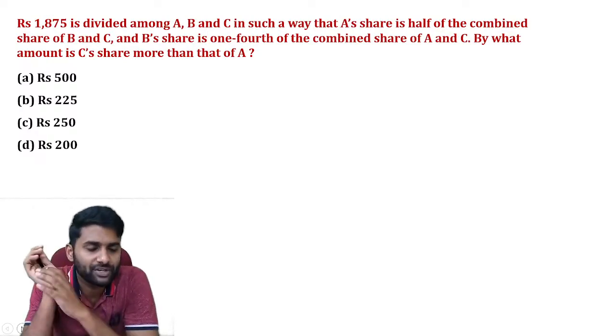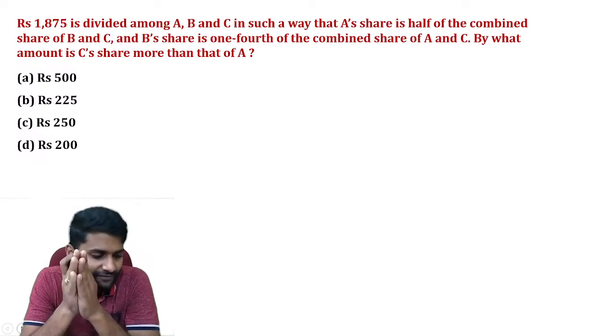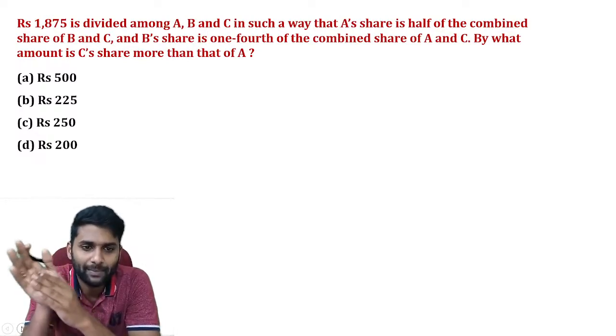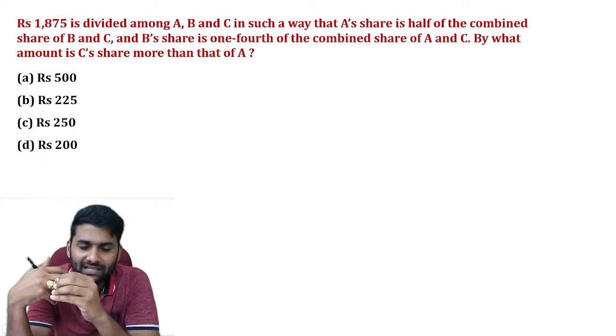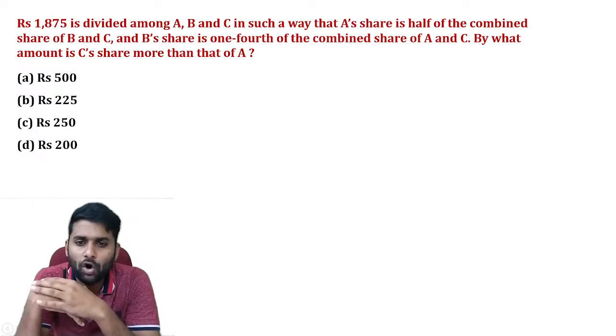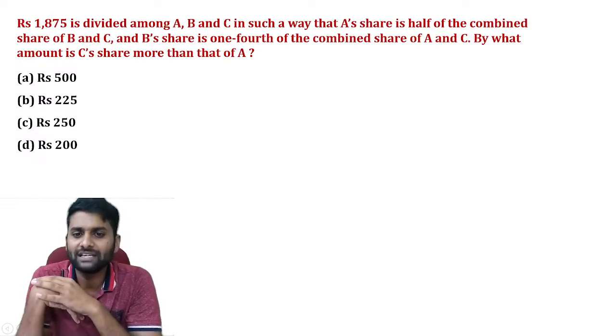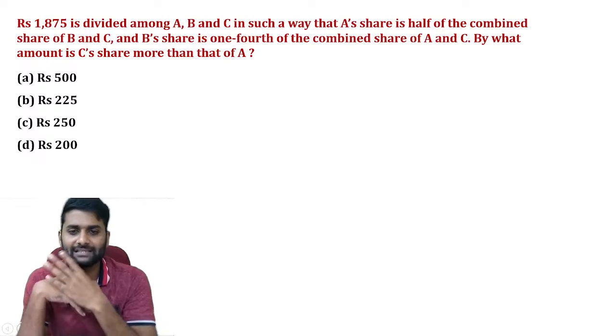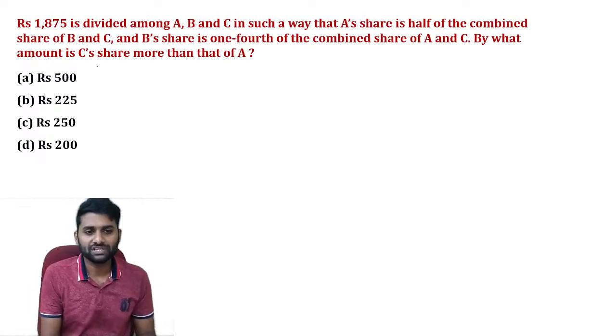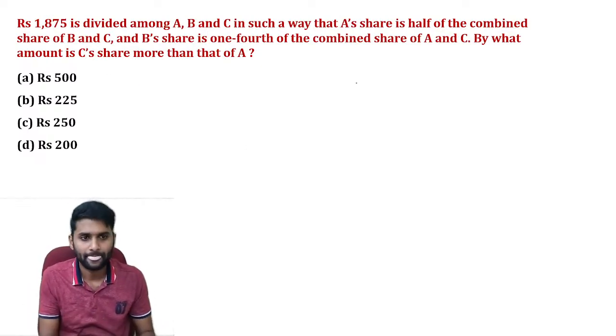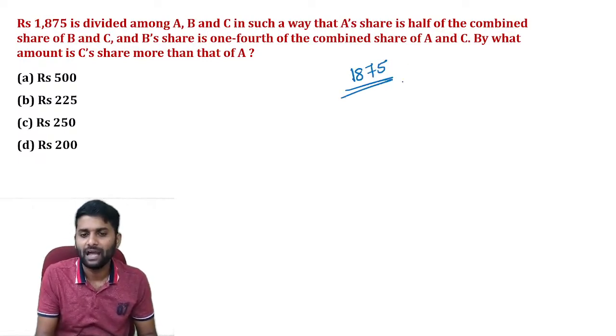Now here is the information. 1875 is divided among A, B, C in such a way that A's share is half of the combined share of B and C. B's share is one fourth of the combined share of A and C. By what amount does C's share exceed A's? The total amount is 1875 and we have to distribute it among A, B, C.